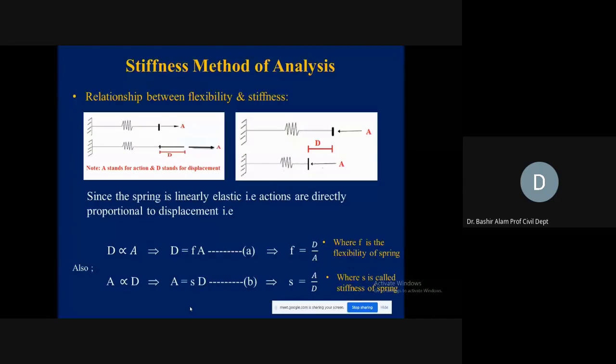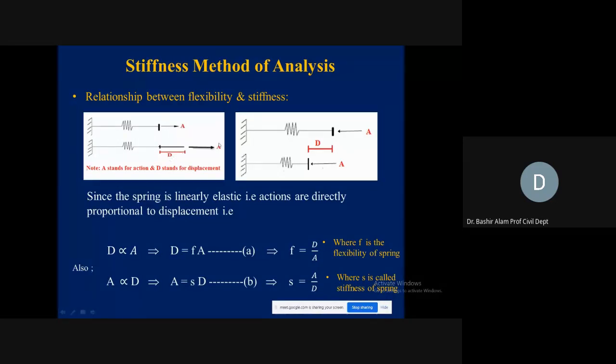Here now, the relation between flexibility and stiffness. What is the relation between flexibility and stiffness? We take a spring which is stretched by a force A. So A is for the action. Under this application of action, it is tensile in nature. It extends by a distance D.